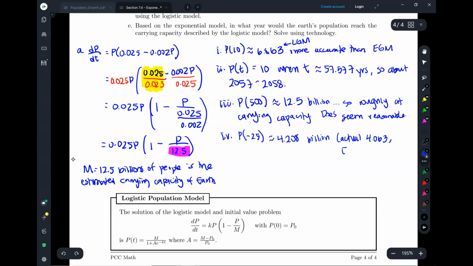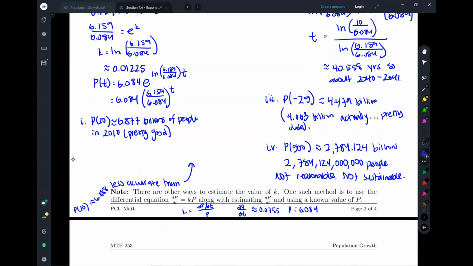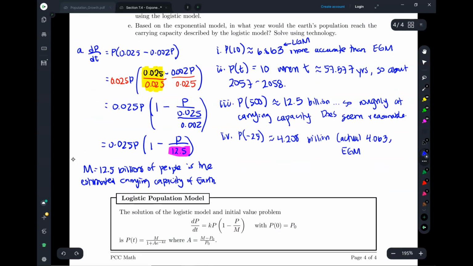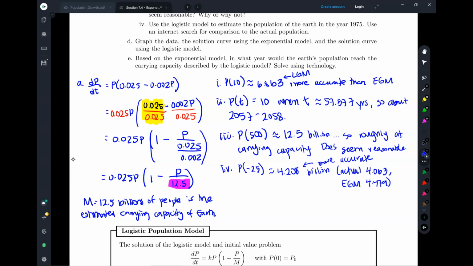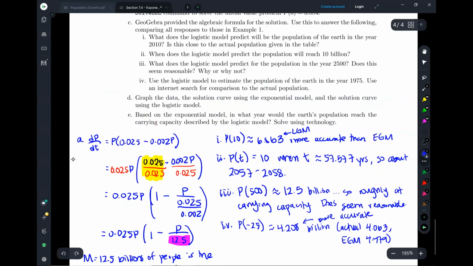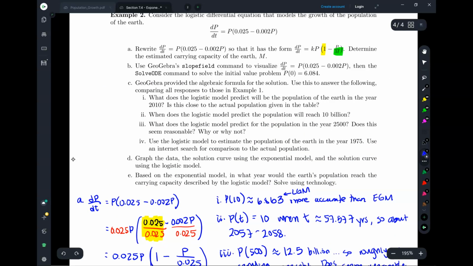The exponential growth model found it to be 4.479, so the logistic model is definitely more accurate. Hopefully you're seeing so far that the logistic growth model for population tends to be a lot more accurate than just assuming exponential growth at a constant rate, essentially.